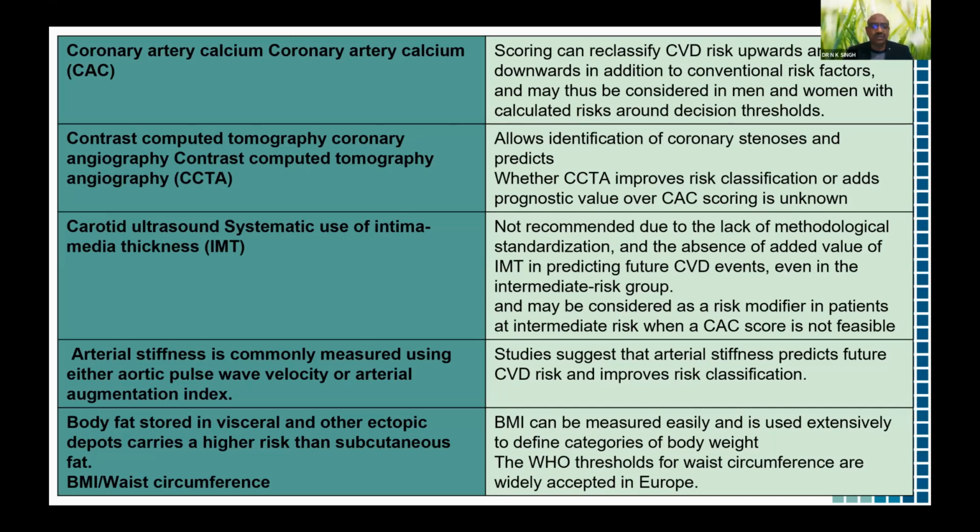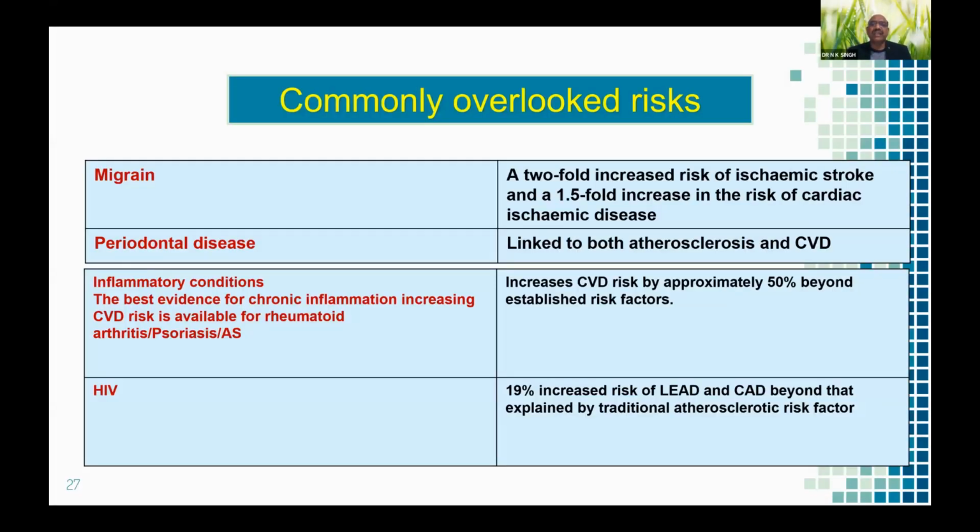Body fat stored in visceral and other ectopic depots carries a higher risk than subcutaneous fat. So you can go for BMI or waist circumference like that. Commonly overlooked risks, sometimes we miss. Suppose a diabetic patient has migraine, there is a 2-fold increased risk of ischemic stroke and a 1.5-fold increase in the risk of cardiac ischemic disease. Many times we do not consider it.